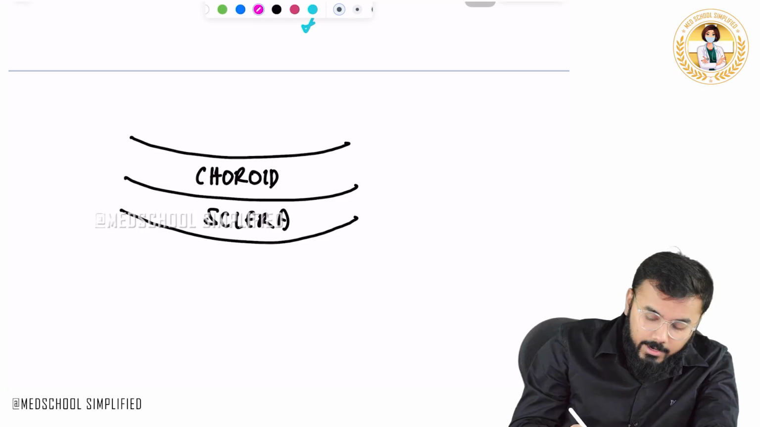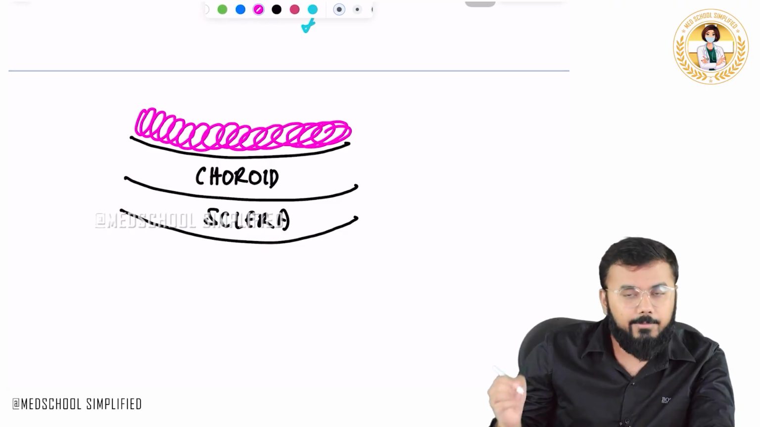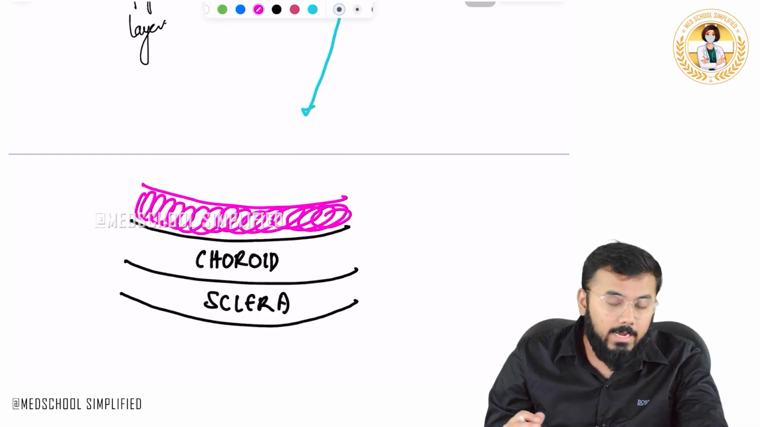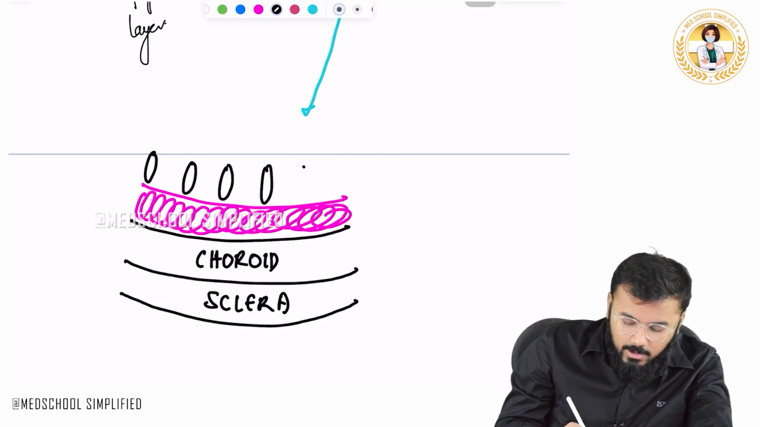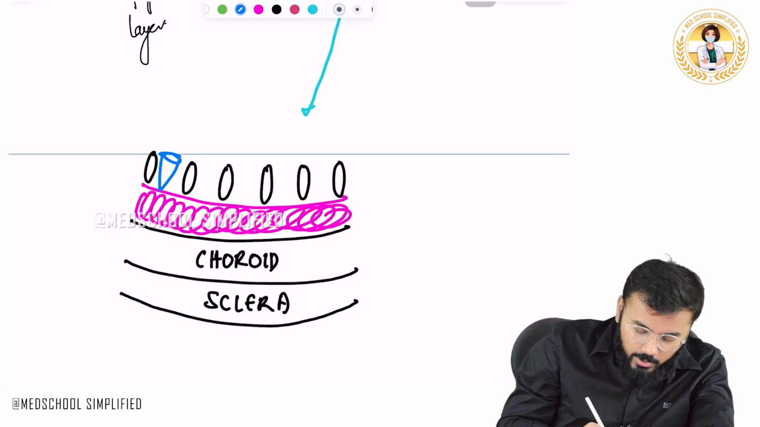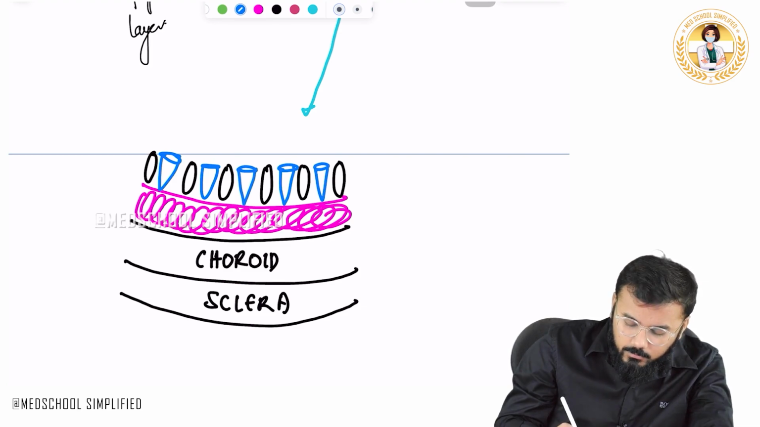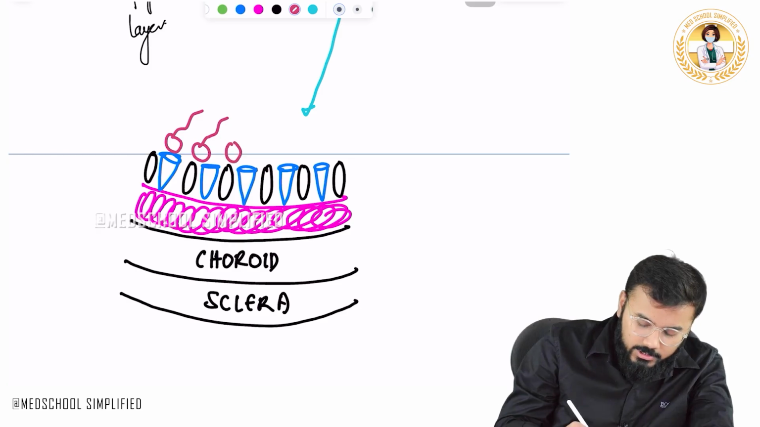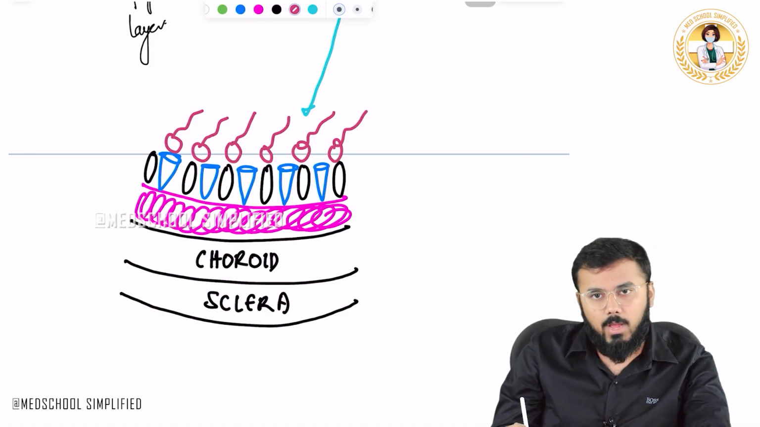Now after the choroid, the pink layer, what is this? This is called your pigmented layer. After the pigmented layer, the next layer you see is your neural layer. What does the neural layer have? Rods and cones. For example, these structures which I am drawing like this are called rods. And these structures which I am drawing like this are called cones. Above these rods and cones, you have another important structure like this. These are called bipolar cells.